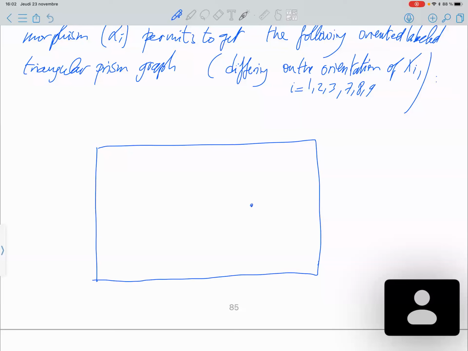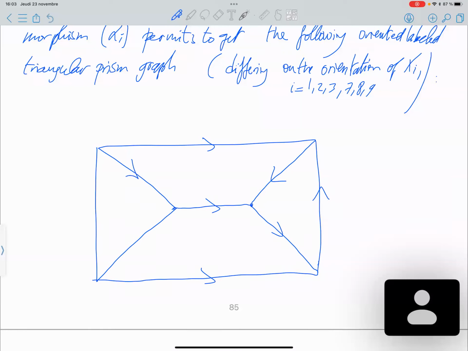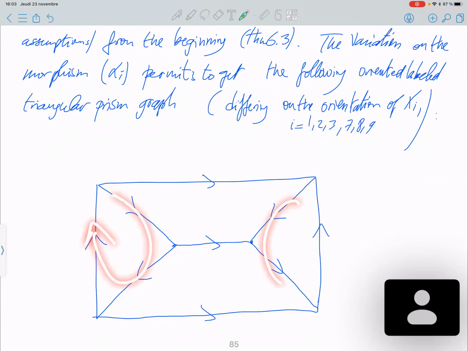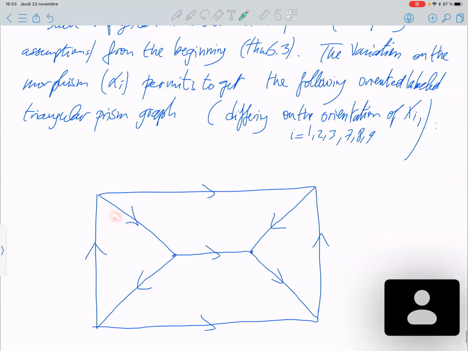So it's quite close, but this new pattern will be more convenient for the rest. Okay, so the orientation is like that here, and then like that, and like that. So differing on the orientation of 1, 2, 3, 7. The orientation of this one and this one was not the same. So here it is going like that. Here it is going like that.